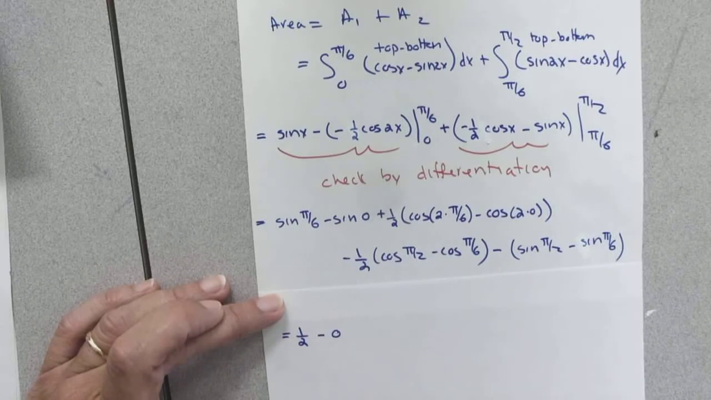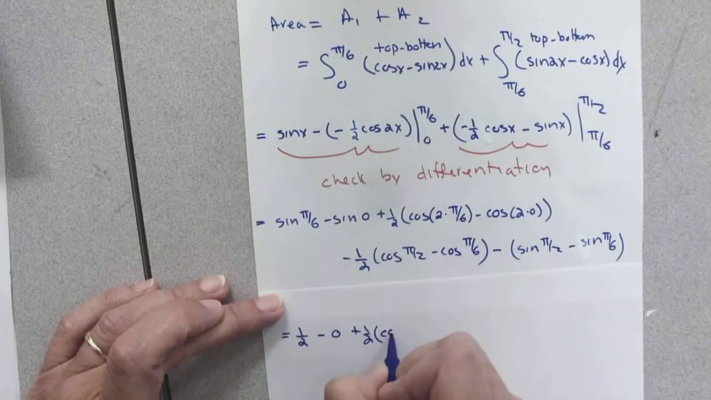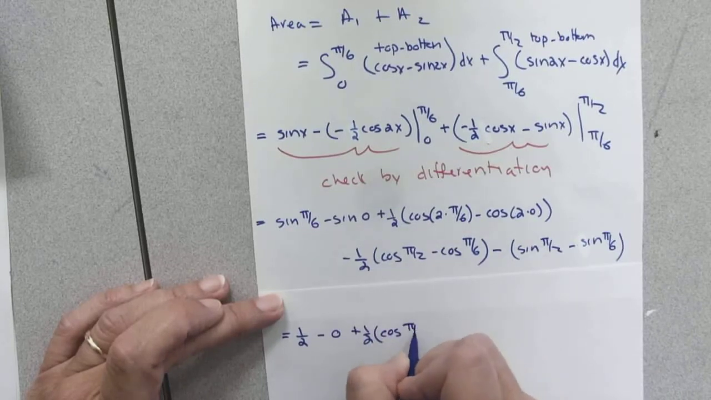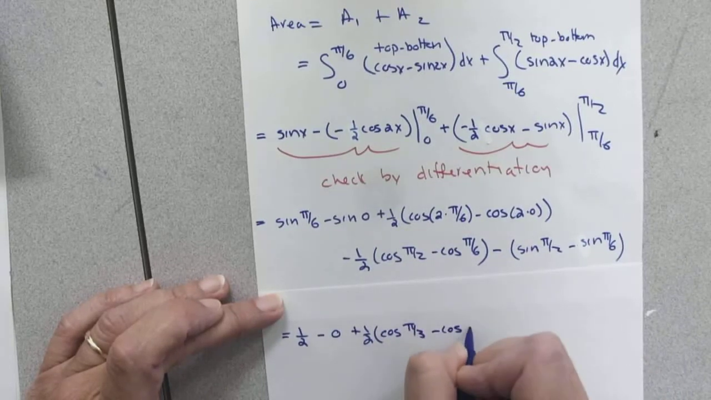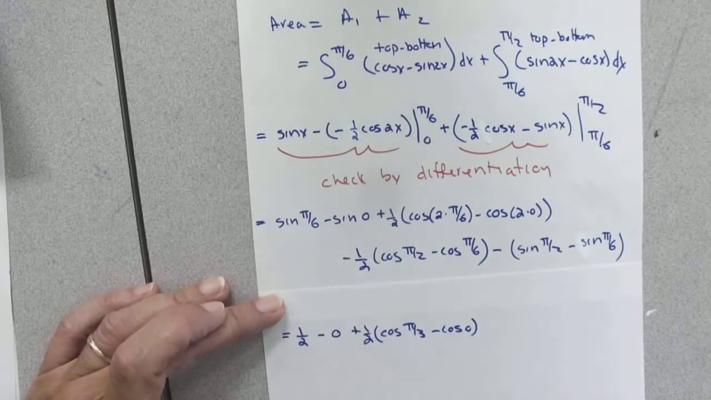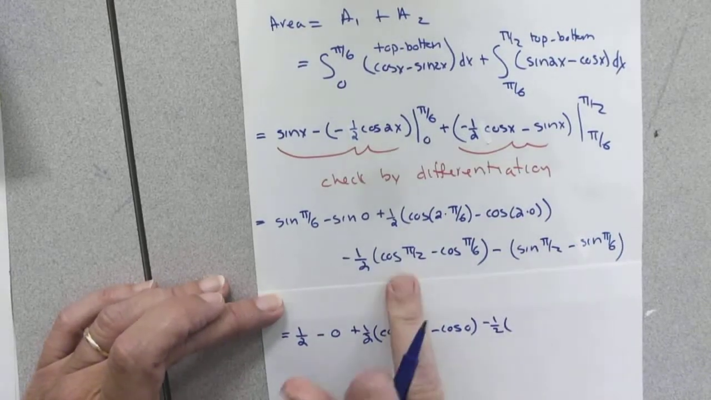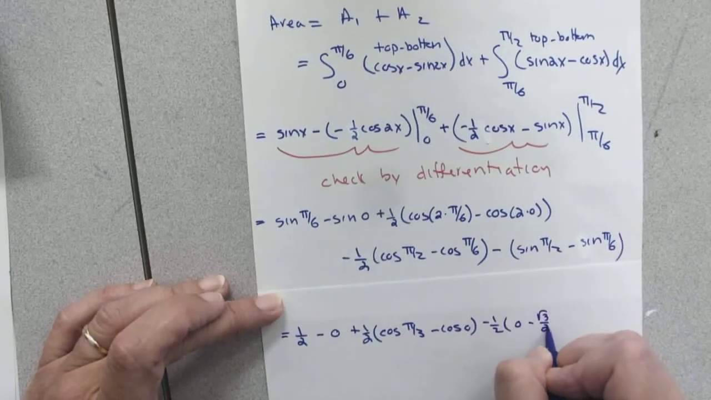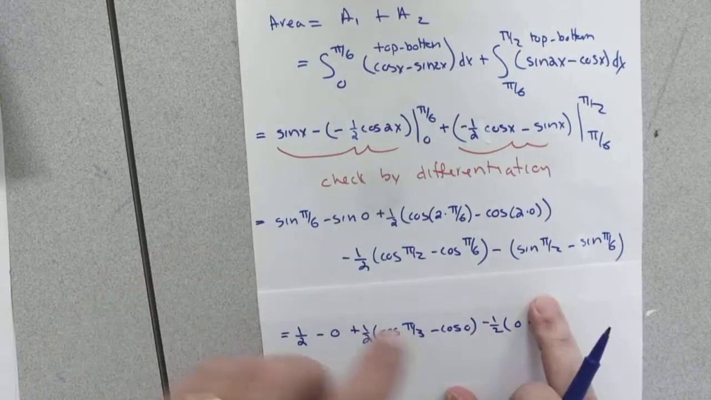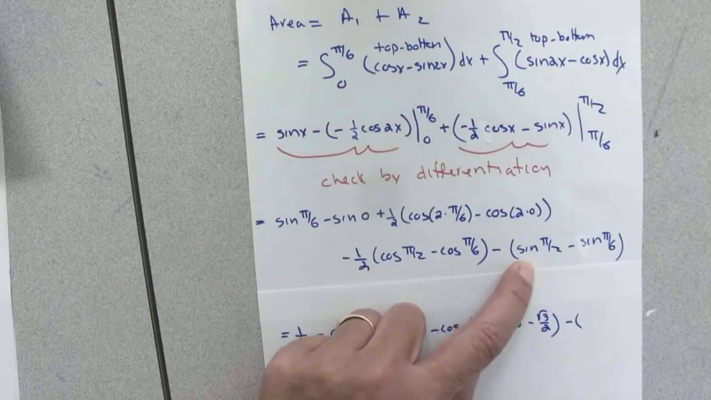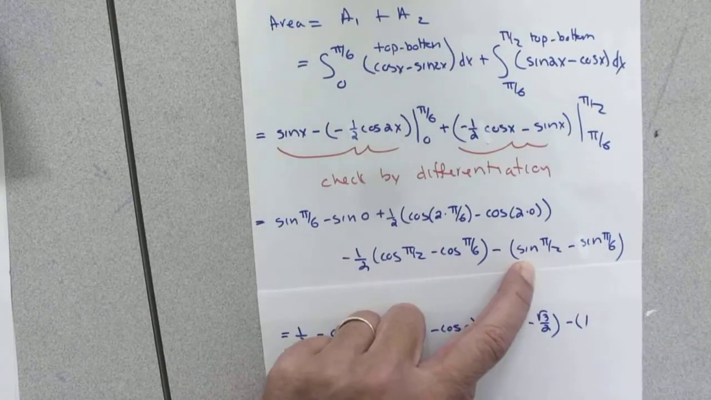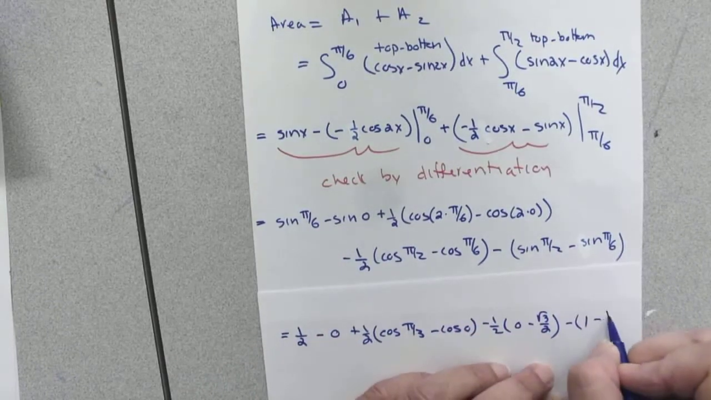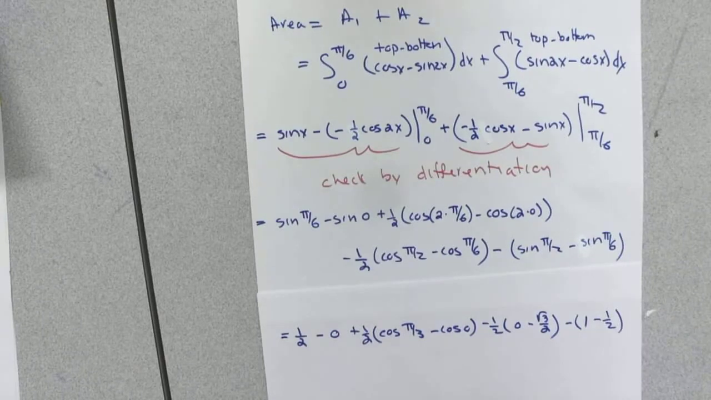Anyway, sine of pi over 6 is 1/2. Sine of 0 is 0. Plus 1/2 times, and I'm not going to skip any steps, so that's going to be cosine of pi over 3 minus cosine of 0. And then minus 1/2, so I'm right here. Cosine of pi over 2 is 0. Cosine of pi over 6 is square root of 3 over 2. Then minus parentheses, sine of pi over 2 is 1. Sine of pi over 6 is 1/2.